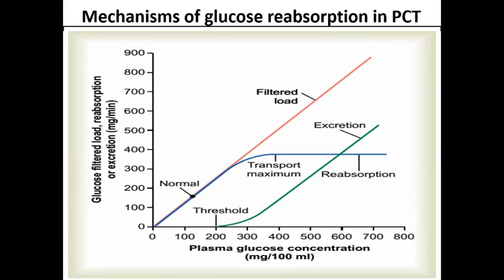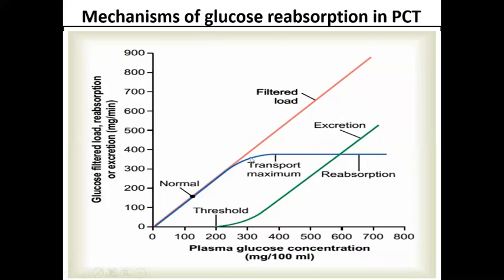To summarize that information in a diagram, you can see that you are plotting the glucose that is being filtered, the glucose that is being reabsorbed, and the glucose that is being excreted against the plasma glucose concentration. So on the x-axis, we have the plasma glucose concentration, starting from 0 to 100, 200, 300, 400, and so on. Then on the y-axis, we have the glucose that is being filtered, graded from 0 all the way to 900 milligrams per minute.